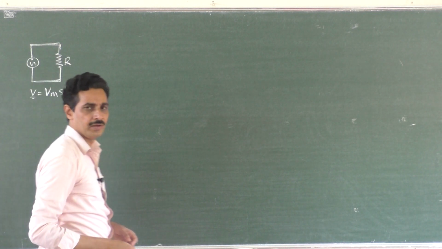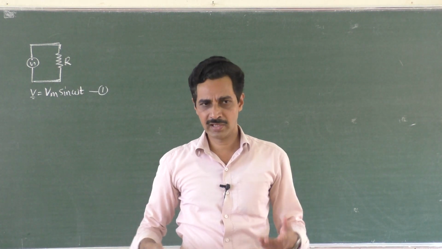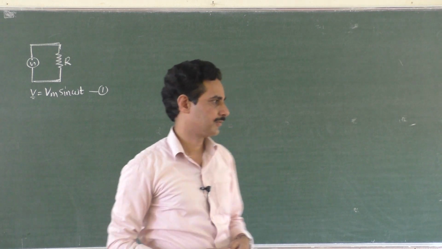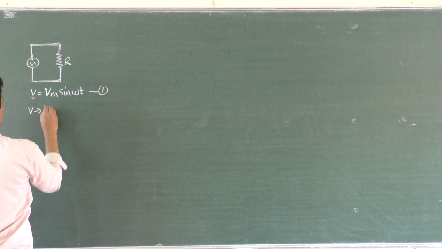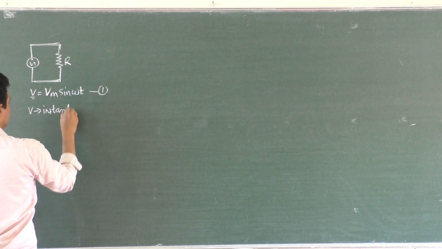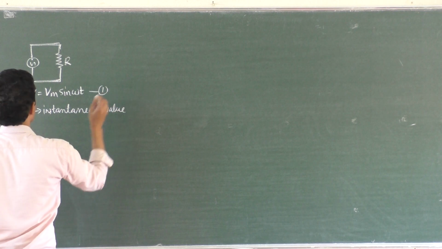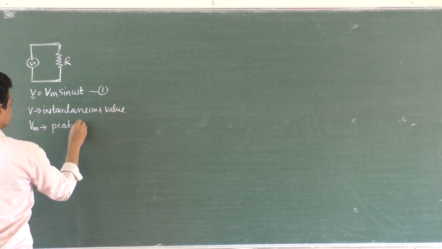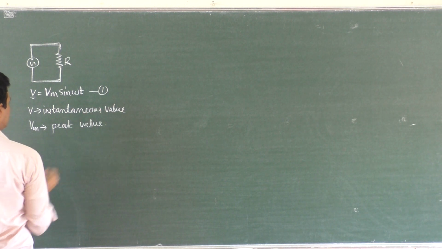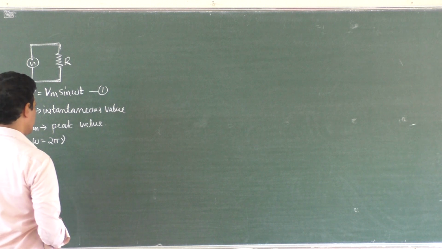And you know that in V is equal to Vm sin omega t, V is the instantaneous value of EMF, Vm is the peak value of EMF, and omega is the angular frequency. So we will write it now. V is the instantaneous value of EMF, Vm is the peak value of EMF, and omega is equal to 2 pi nu, the angular frequency.